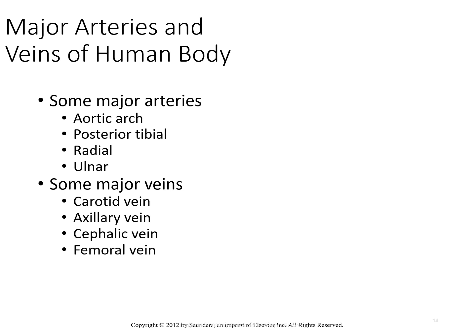There are major arteries and veins of the human body. Some of those major arteries are the aortic arch, the posterior tibial, radial, and ulnar arteries. And then you have some major veins, which are the carotid vein, axillary, cephalic, and femoral vein.